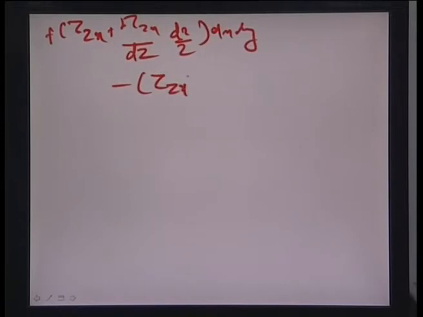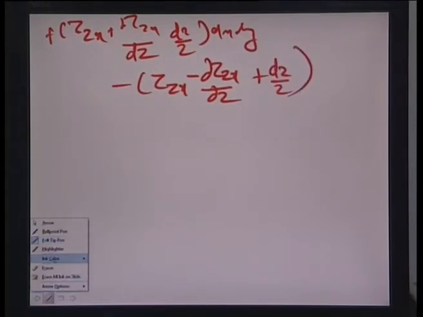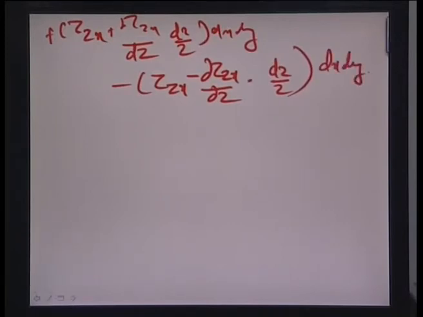where this is tau zx plus del tau zx by del z times dz by 2, times dx dy, minus tau zx minus del tau zx by del z times dz by 2, multiplied by dz by 2 and times dx dy, which is the cross sectional area.